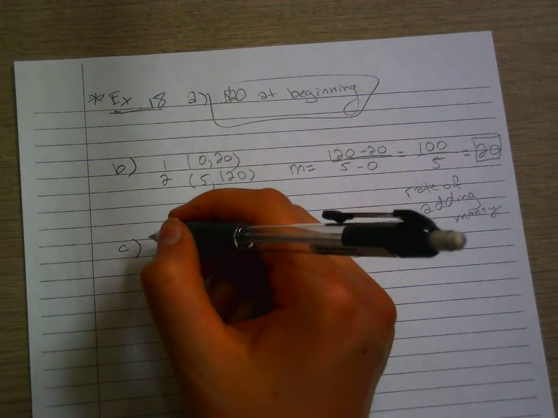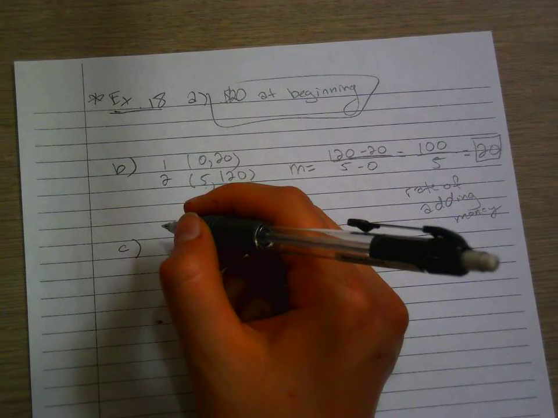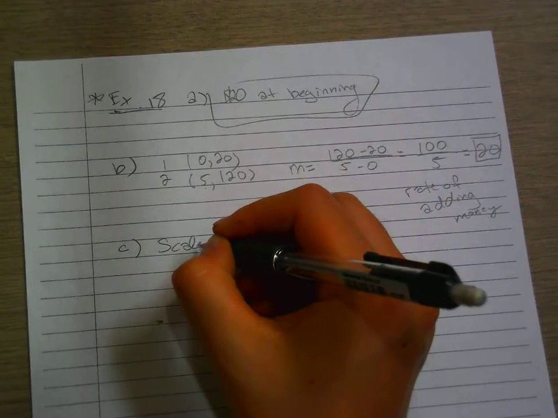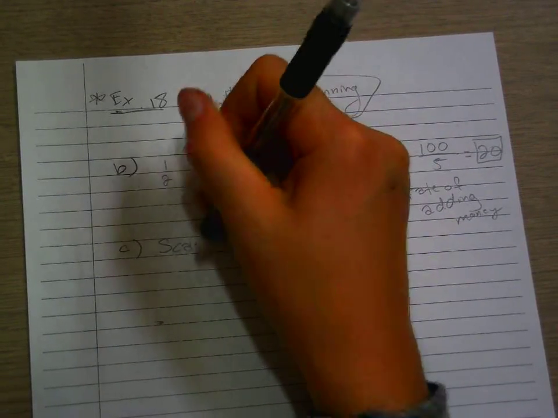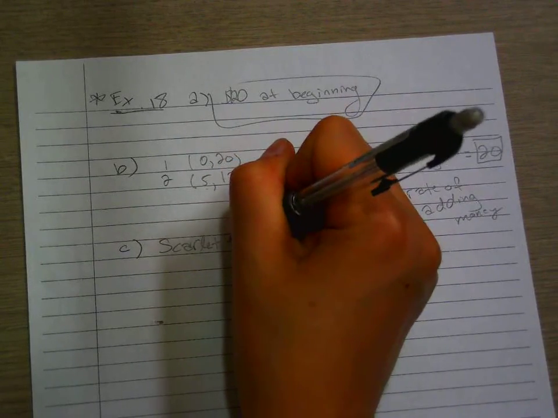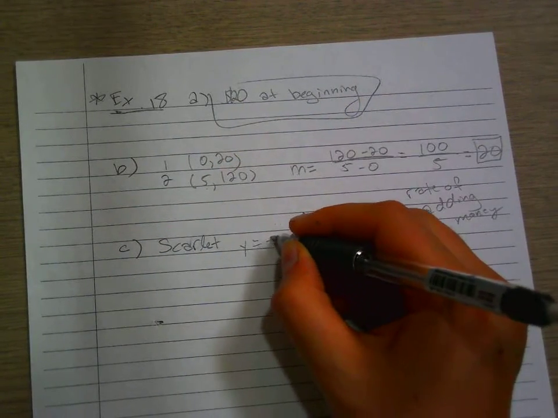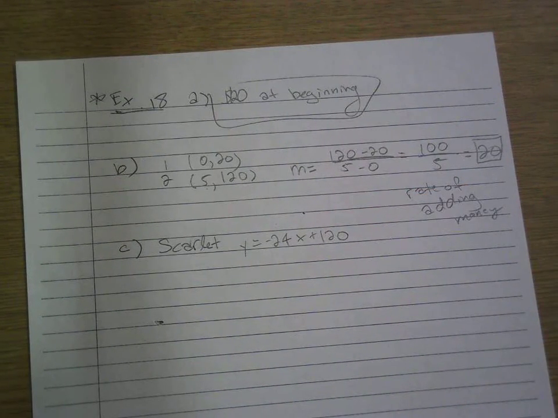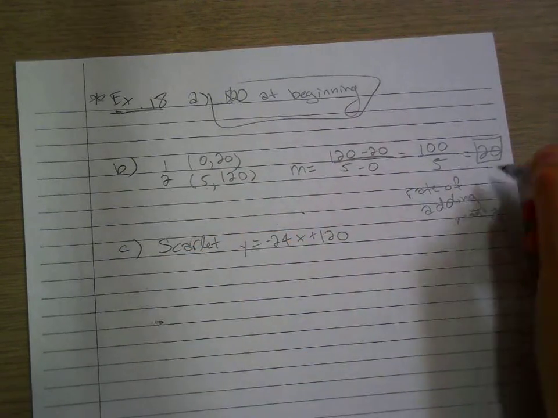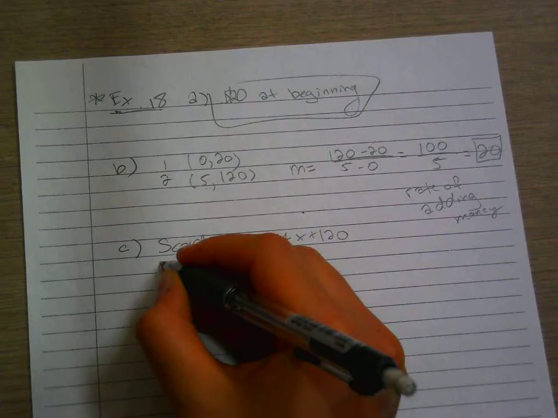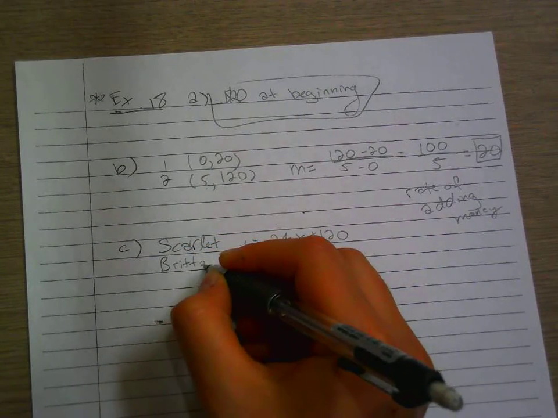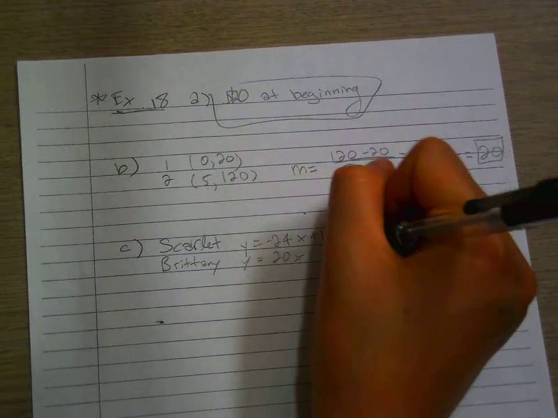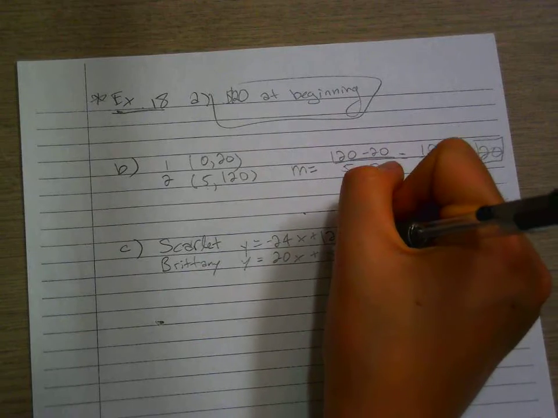C, is Brittany adding money at a faster rate, or is Scarlett taking out money at a faster rate? Well, we know the equation for Scarlett. And it is y equals negative 24x plus 120. So we could draw the graph and we could see which line looks like the slope is steeper, or we could make the equation from Brittany's and say which one actually has a steeper slope. Okay, so we found the slope is 20, and it started at 20.